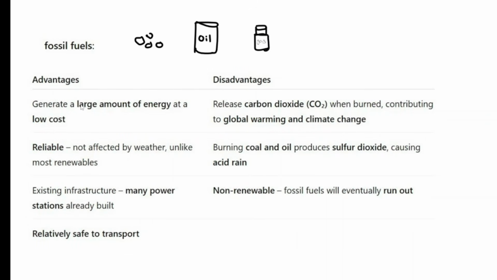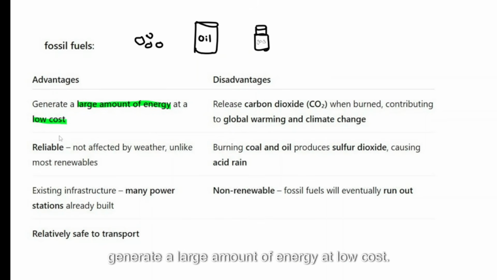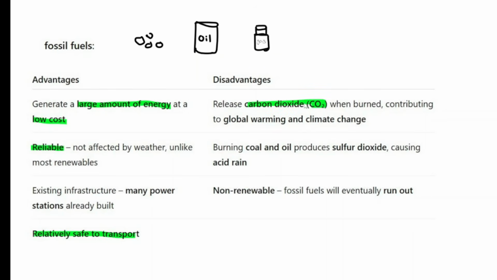Fossil fuels generate a large amount of energy at low cost, so it's energy dense, reliable, and not affected by weather. You can use it whenever you want it. Existing infrastructure: many power stations have already been built, so you don't need to spend money to make new ones, and it's relatively safe to transport in comparison to things like nuclear power, for example.